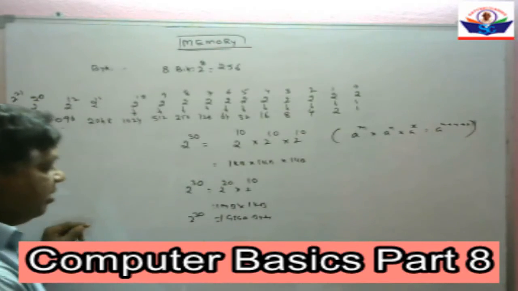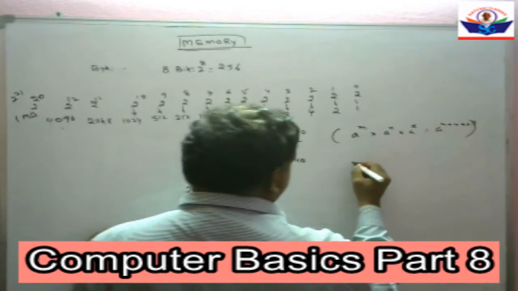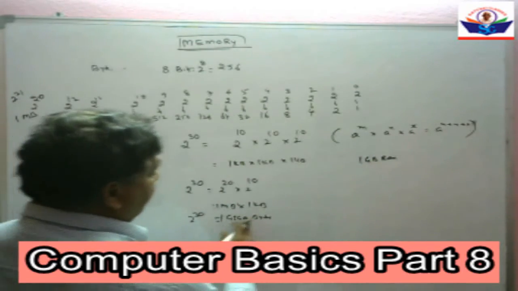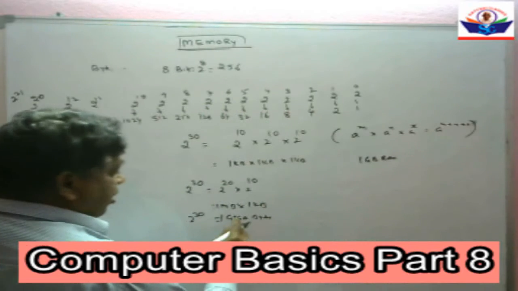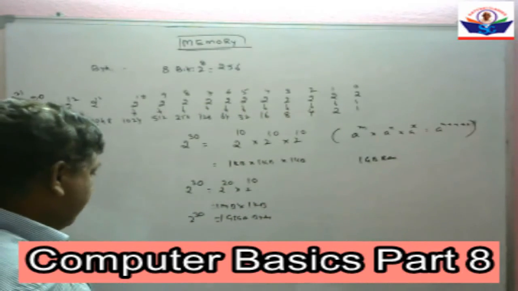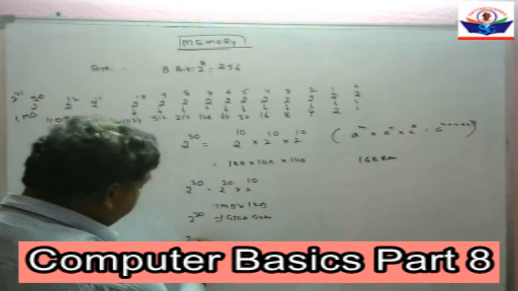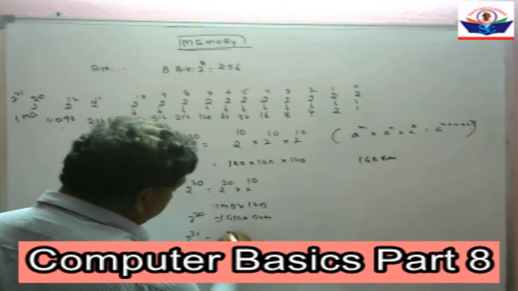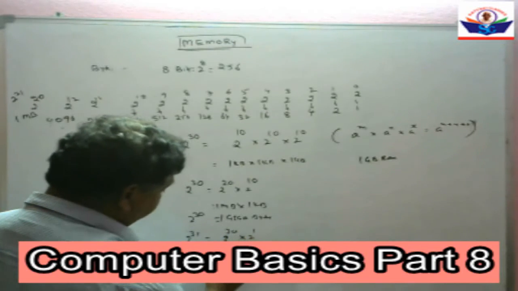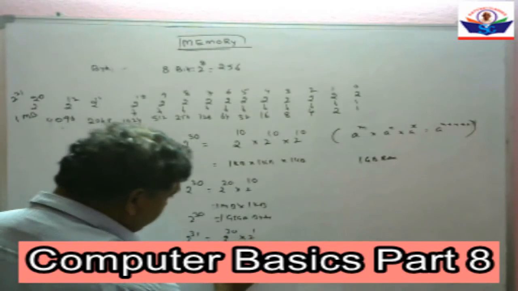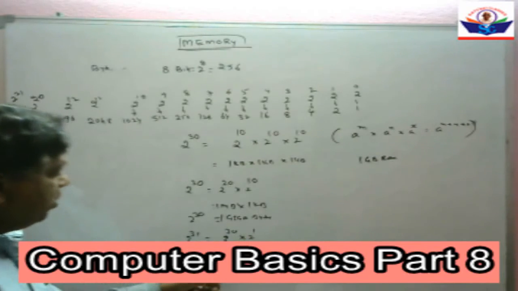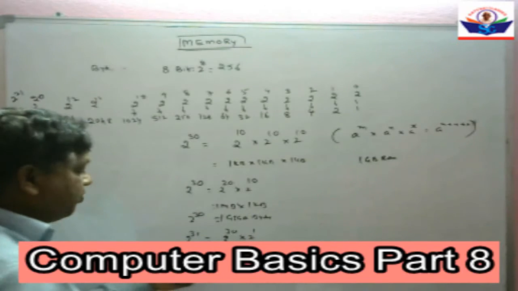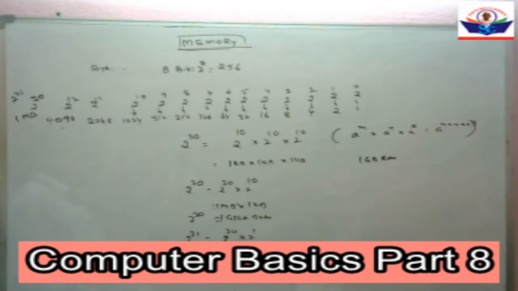So if we observe here, what is 1 GB RAM? 1 GB RAM means 1 gigabyte. It will occupy 1 gigabyte space. Now, 2 to the power of 31 can be written as 2 to the power of 30 into 2 to the power of 1. So 2 GB. That means your RAM is 2 GB.